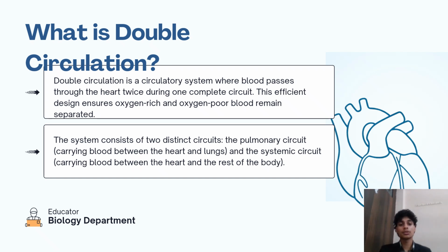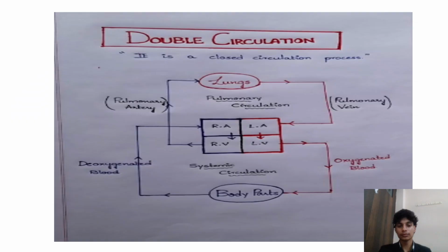And the system consists of two distinct circuits: the pulmonary circuit, which carries blood between the heart and the lungs, and the systemic circuit, which carries blood between the heart and the rest of the body. And this also we discuss in the next slide. So this is the double circulation, and the main thing is it is a closed circulation process.